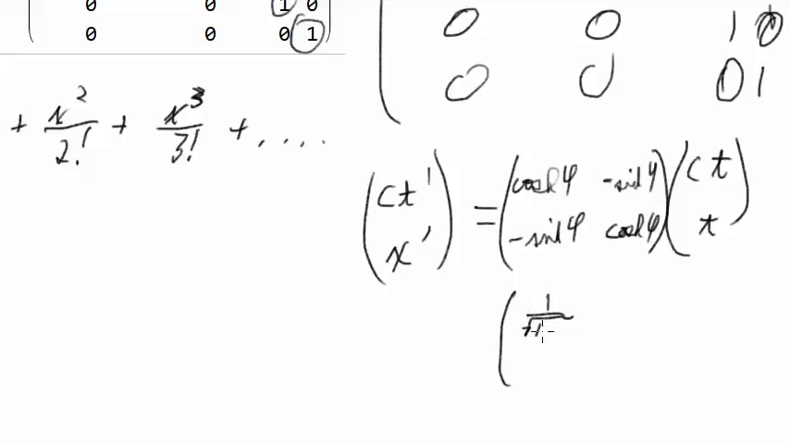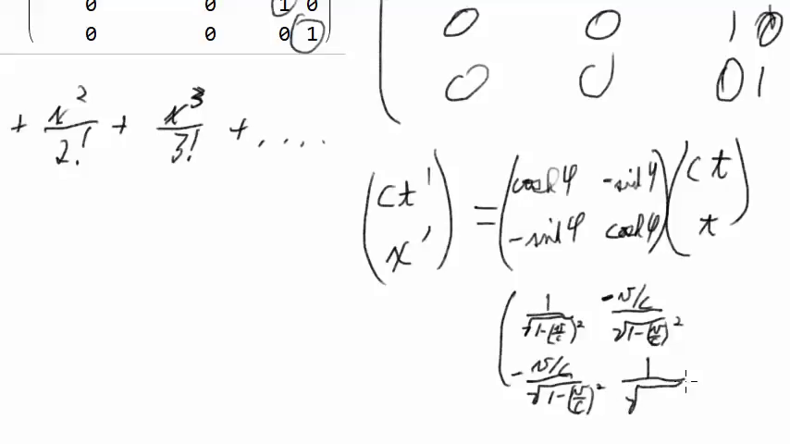And if you are aware that these things can be replaced with gamma, cosh phi is 1 over square root of 1 minus v over c quantity squared. Sinh phi is beta gamma, or v over c divided by square root of 1 minus v over c quantity squared. Negative sinh phi is, sorry, this is negative as well. Same thing, negative v over c times gamma. And this 1 over square root, this is cosh phi again, which is 1 over square root of 1 minus v over c quantity squared.